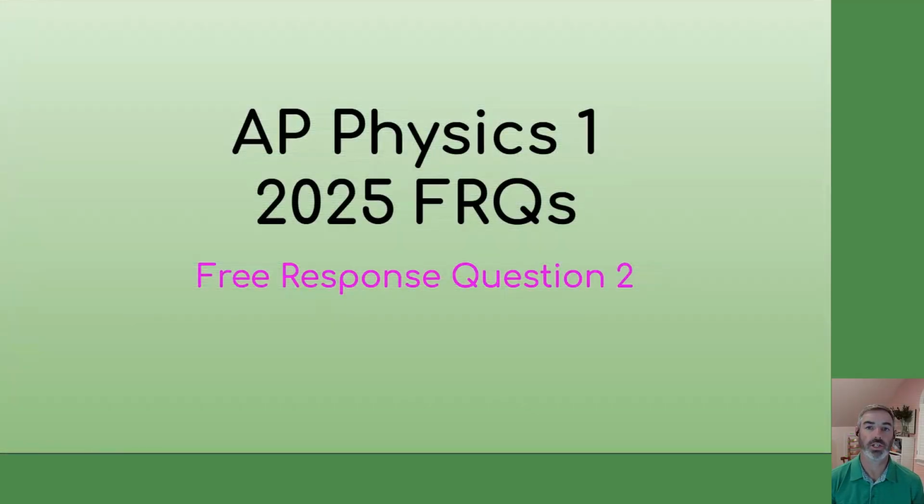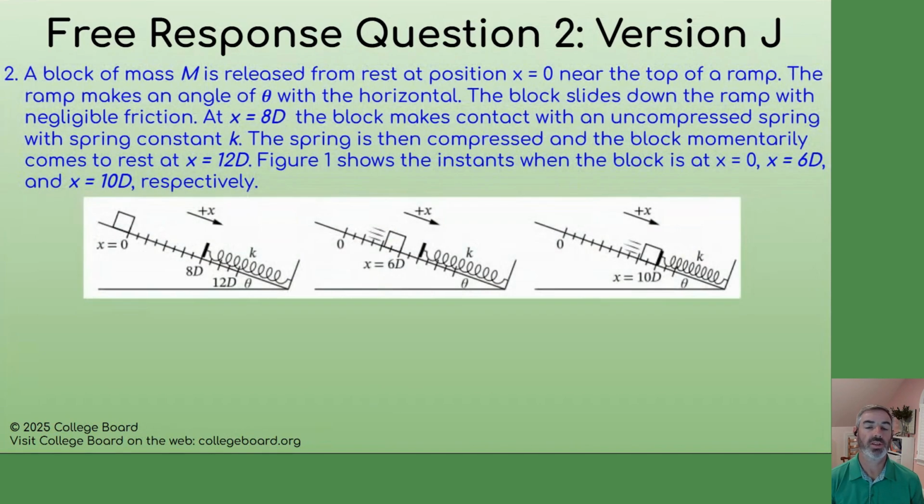In this video, we're going to continue the 2025 AP Physics 1 FRQs. This is question 2 from version J. In this question, we have a block that's sitting on a ramp that starts at rest at a position of x equals 0. It gives us three different positions, x equals 0, x equals 6d, and x equals 10d.